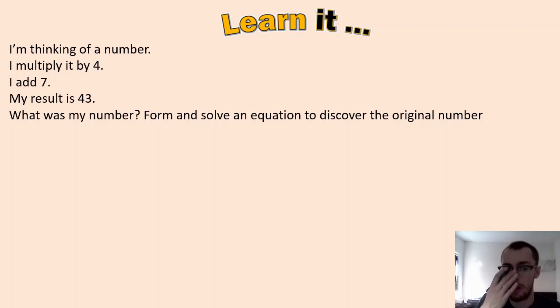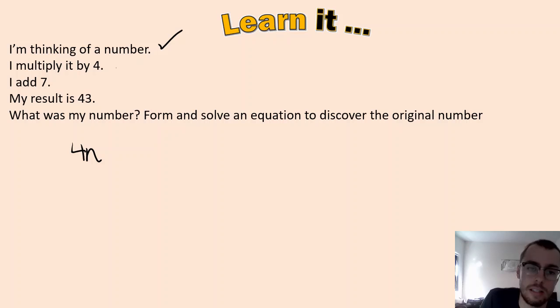So what I'm going to do is, first of all, I'm thinking of a number. You can use any algebraic letter to represent this number. I'm going to call it n because n is the first letter of number. I'm thinking of a number. I'm going to call that n. I'm going to tick that off. I multiply it by 4. So n times 4 is the same as 4n. I'm going to tick that off.